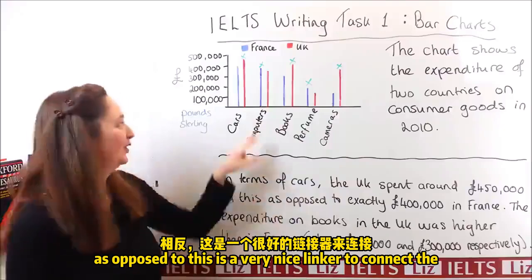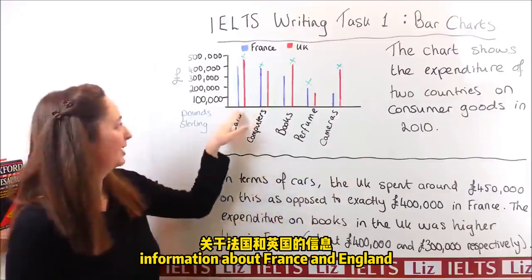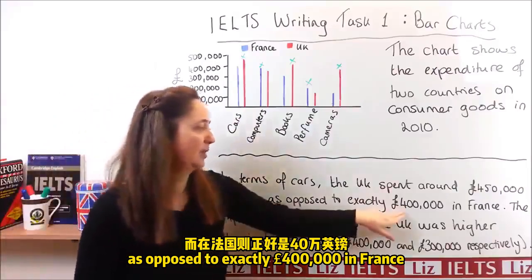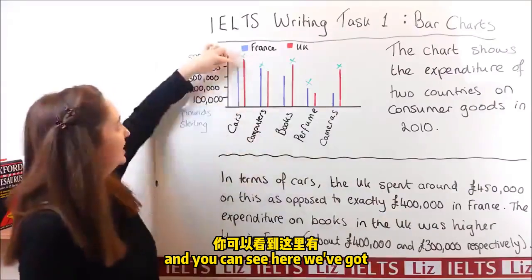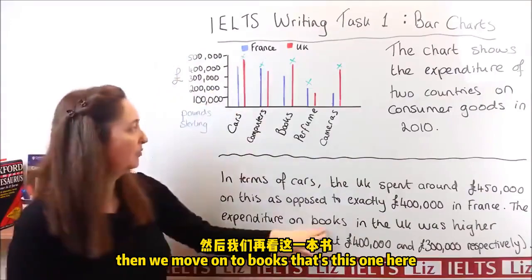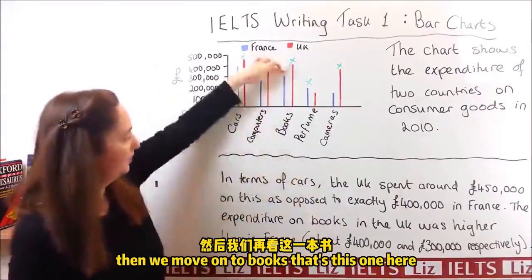So they spent around £450,000 on this, that means cars, as opposed to, this is a very nice linker to connect the information about France and England, as opposed to exactly £400,000 in France. And you can see here we've got £400,000. Then we move on to books, that's this one here.